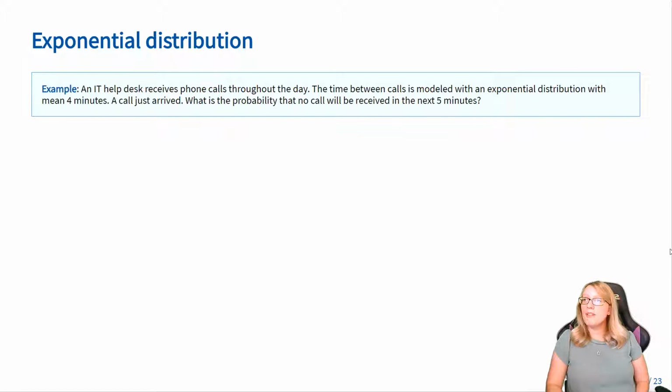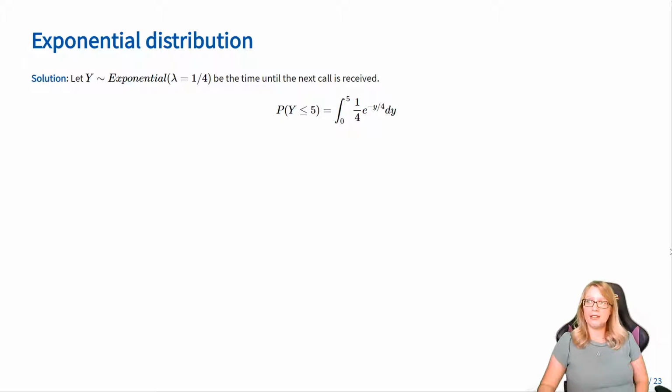So let's say that we have an IT help desk that is receiving phone calls throughout the day. The time between these calls is modeled with an exponential distribution with mean 4 minutes. We have a call that has just come in. What's the probability that we will get no call in the next 5 minutes? So we will let Y be exponentially distributed. We know that the mean time between calls is 4, so the parameter lambda is then 1 over 4.